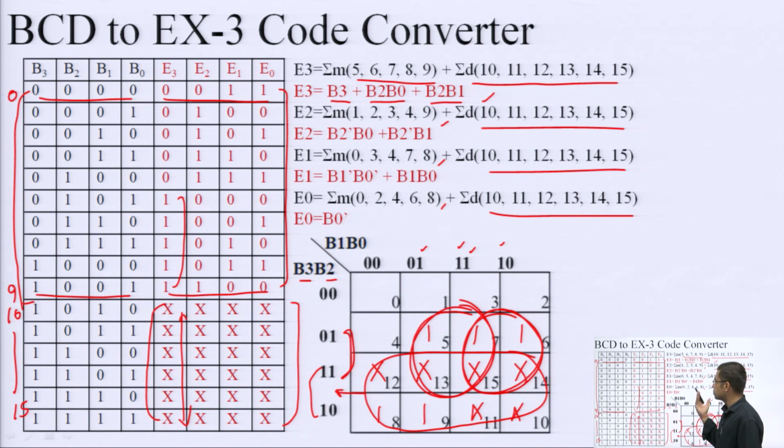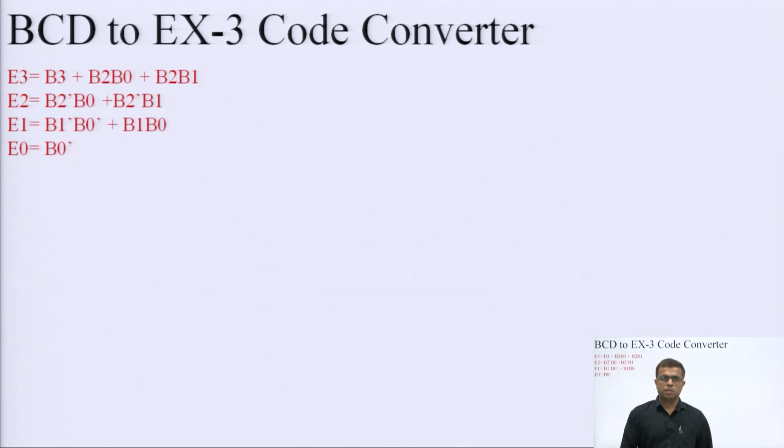In a similar manner, we can solve the K-map for E2, E1 and E0 to obtain these expressions, and later these expressions can be converted into a circuit. That part we are not covering here, and it is left as an exercise for you, because the expressions are already mentioned here. So, this is the BCD to XS3 code converter, and these are the expressions summarized here.